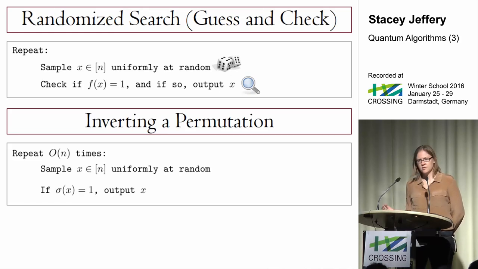Okay, and again, this is the best thing that you can do for inverting a permutation. For some search problems, for instance for factoring, this would be a really silly algorithm, but for inverting a permutation, this is the best that you can do with only a classical computer. Okay, so now I'm going to talk about Grover's search algorithm, which is the quantum version of this guess and check algorithm. So it's very similar to this, but it's a quantum algorithm and it has better complexity.